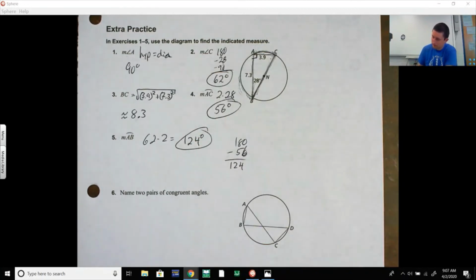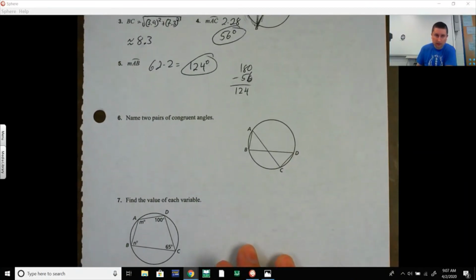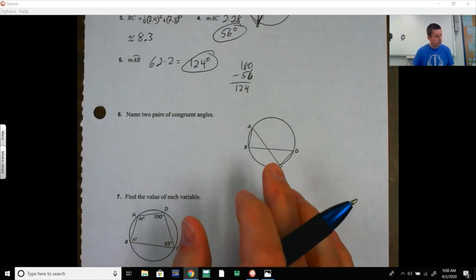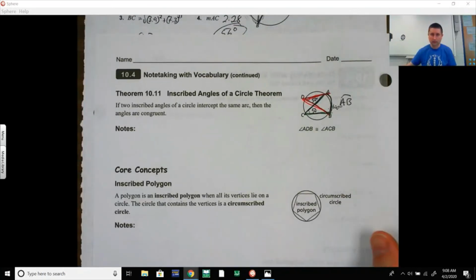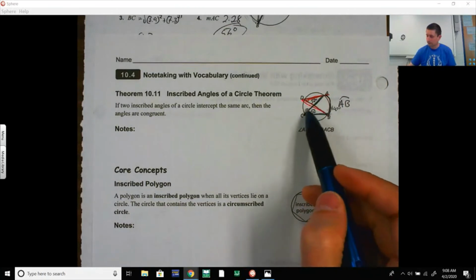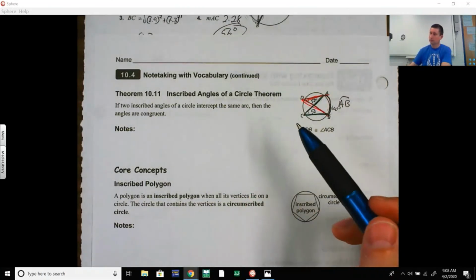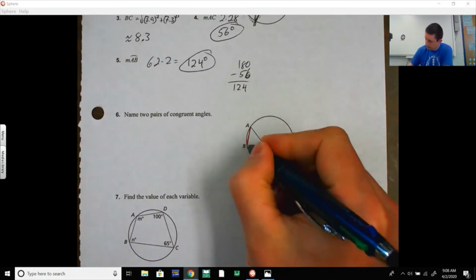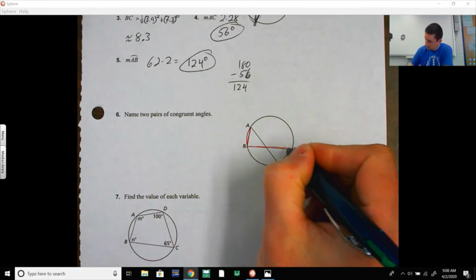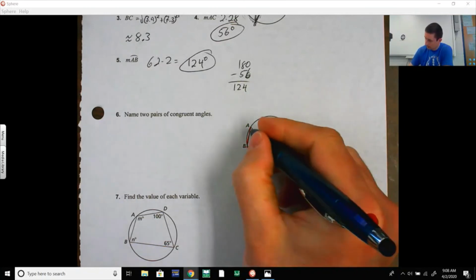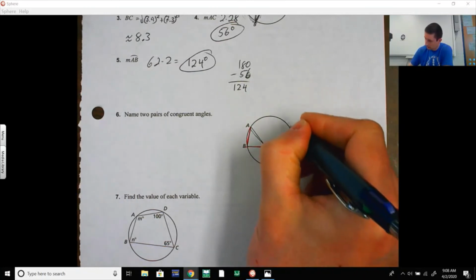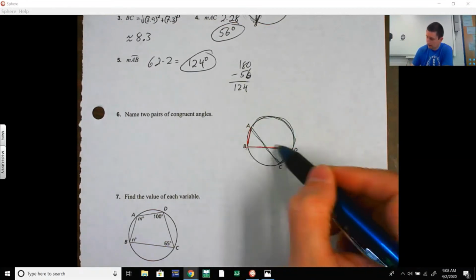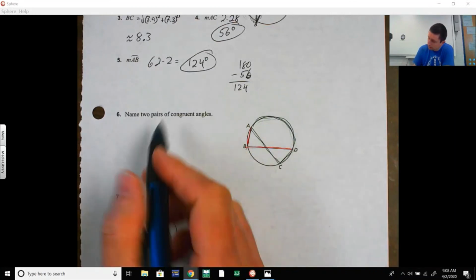Okay. Question 6, name 2 pairs of congruent angles. Okay, this looks like that picture right there. Okay, inscribed angles of a circle theorem. So if we look at angle ABD, and then we look at angle ACD, you see that they both intercept this arc over here. So ABD, ACD intercept arc AD. So 2 pairs of congruent angles.